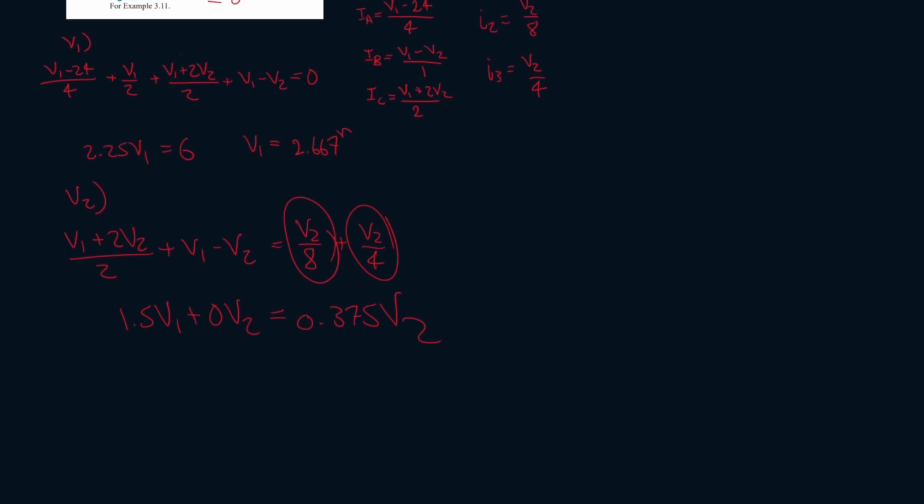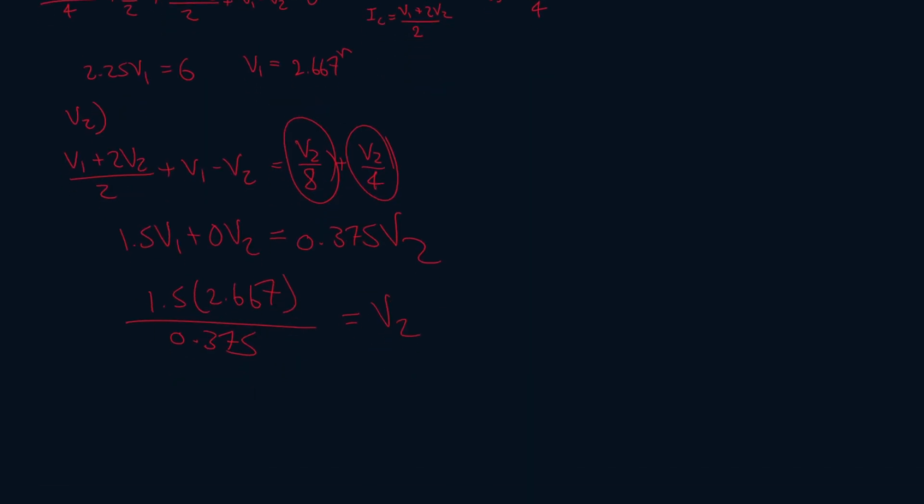Now we know what V1 is. V1 is 2.667, and let's divide both sides by 0.375 to get V2. So now we can get V2. V2 will be equal to 10.667 volts.